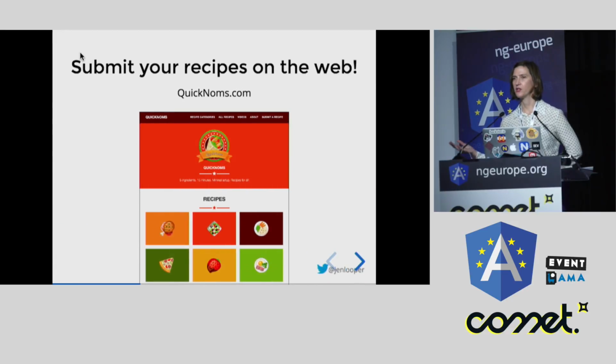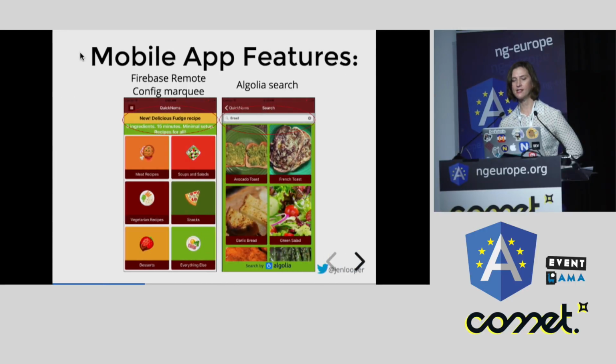So what you're going to do is submit your recipes on the web. So you go to QuickNoms.com, and actually, if you have any wonderful French recipes, I would love to have them, but only 5 ingredients, so very, very fast ones. So you input them on the web, and then you can view them on the web, or you can view them on your mobile device. Like I said, I use Firebase Remote Config Marquee for these kind of messages that I want to push in. That's powered by Firebase.